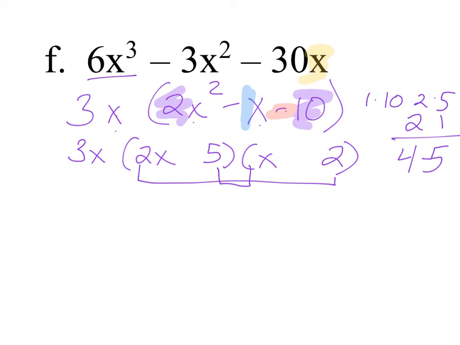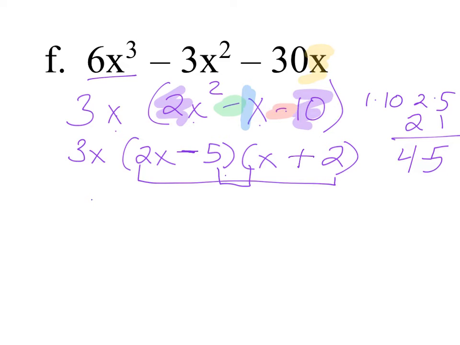Okay, since I'm subtracting, they're different signs, and my larger has to be negative. All right, my larger is the 5. So my 5 is these two interior ones, so that's the negative.